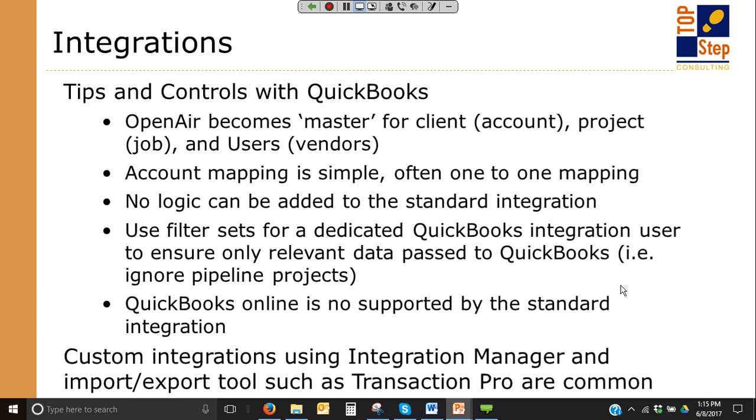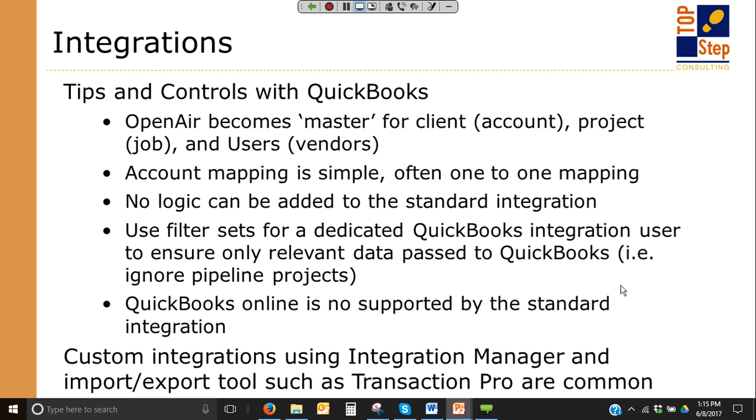It's often a one-to-one. It does not have to be a one-to-one from an account perspective. And when I mean account, I mean like revenue, professional services revenue, consulting revenue, travel expense, airfare, lodging. You can have a many-to-one relationship in OpenAir to QuickBooks so that more granular tracking happens in OpenAir and then maps over to a singular entry in QuickBooks.